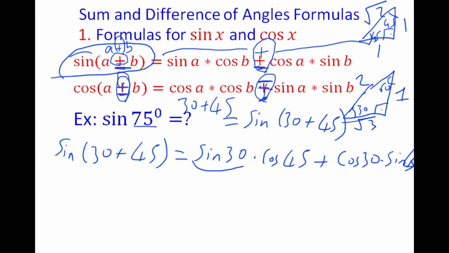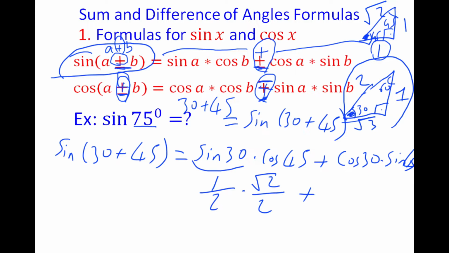So sine 30, we have the special right triangle here. If we are looking at the situation from the 30's perspective, sine was what? Opposite divided by hypotenuse. So this is 1 divided by 2, guys, times cosine 45. Here, look at the situation from the 45 angle's perspective. Adjacent divided by hypotenuse, 1 divided by square root of 2, or square root of 2 divided by 2, guys, plus cosine 30. Look at the situation from the 30's perspective. Adjacent divided by hypotenuse, which is square root of 3 divided by 2, guys, times sine 45, square root of 2 divided by 2, guys.